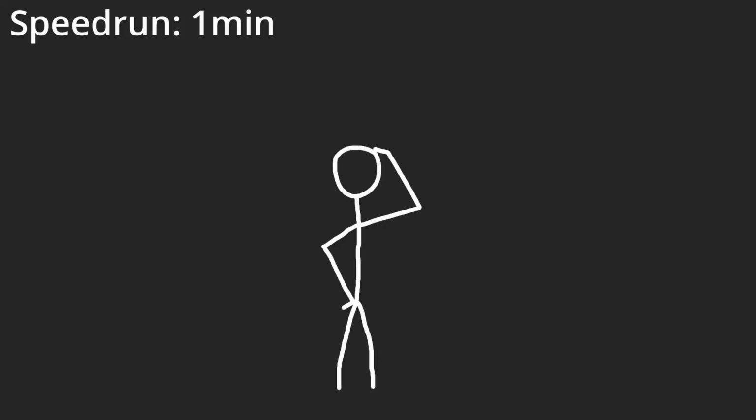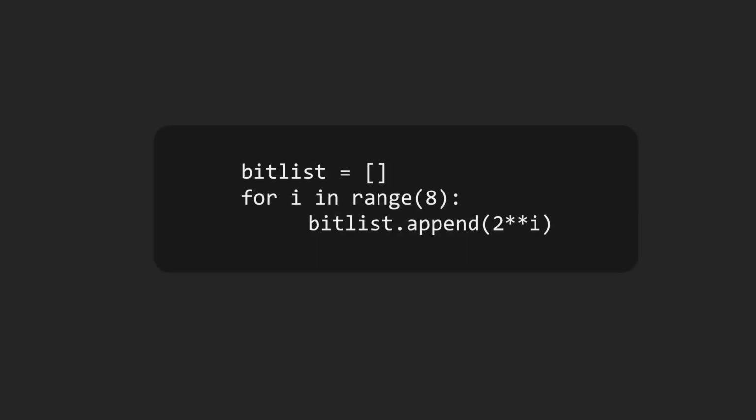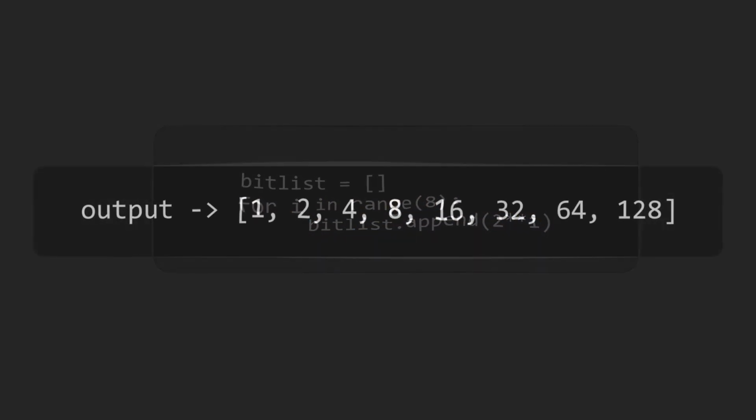Let's say you want to create a bit list. It should contain all numbers from 2 to the power of the index, which has a maximum size of 8. How are you going to do that? First you will probably declare a list, then you will iterate through the range of 8. In this iterator you will append 2 to the power of the index. You have now created a bit list.